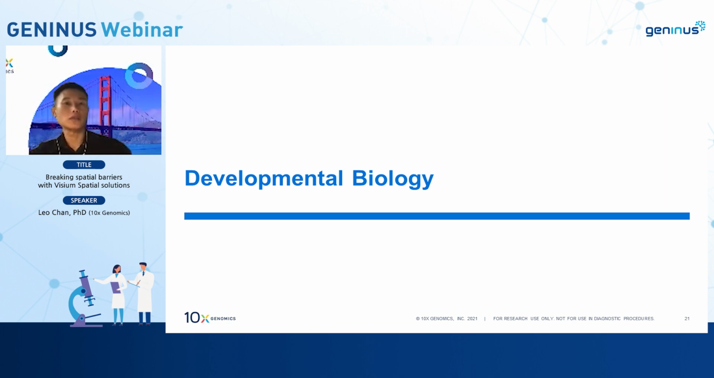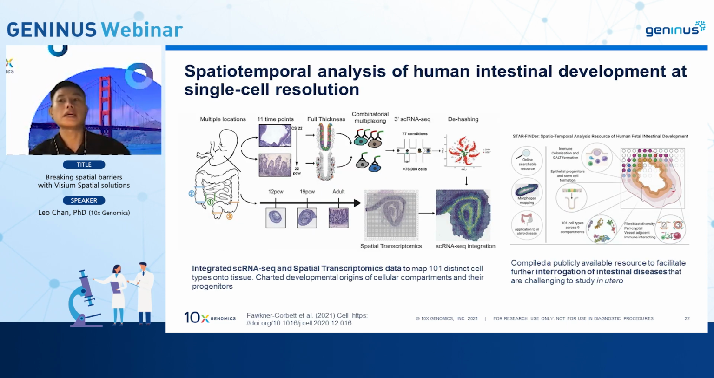For developmental biology, I would like to talk about an example studying intestinal development. In this Cell publication by researchers from Oxford University in the UK, they really make some huge strides in understanding the development of the human intestines. They were able to capture human intestinal tissue samples with a full thickness, which enabled them to map all the compartments. They started with more than 70 samples collected from 17 individual human embryos from a range of developmental stages and different locations.